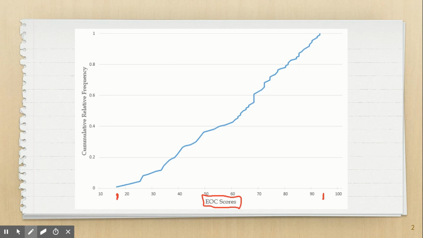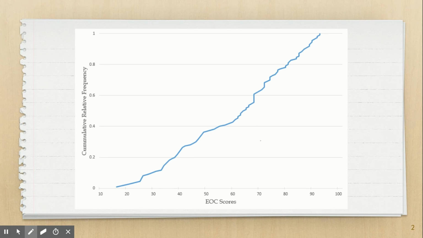And how we read this is, let's look at 20% here, 0.2. So at 20%, if we follow that across to the graph and then we drop down, you can see that it's somewhere around 38, 39 in there. So we could say that 20% of the students scored at or below 39 on the exam. And if 20% of them scored below 38 or 39, then we could also claim that 80% of them scored above. Now we can use this to answer various questions.